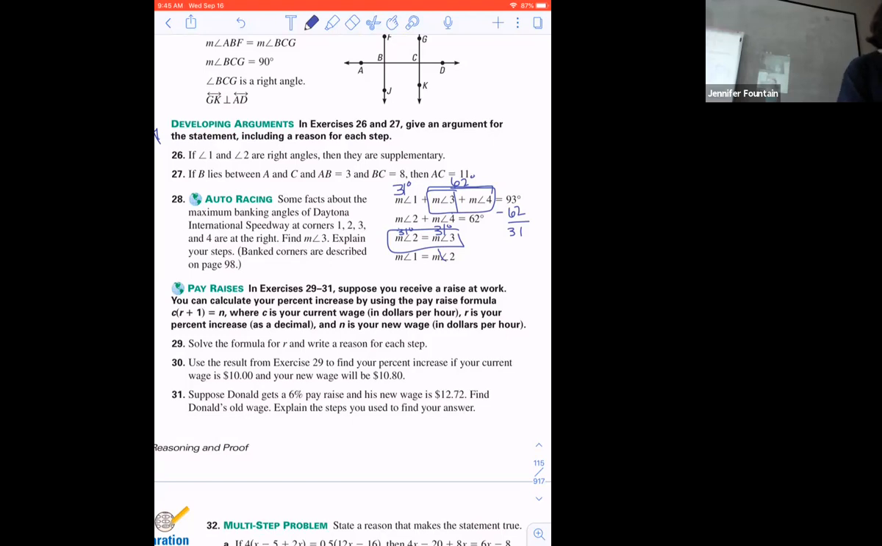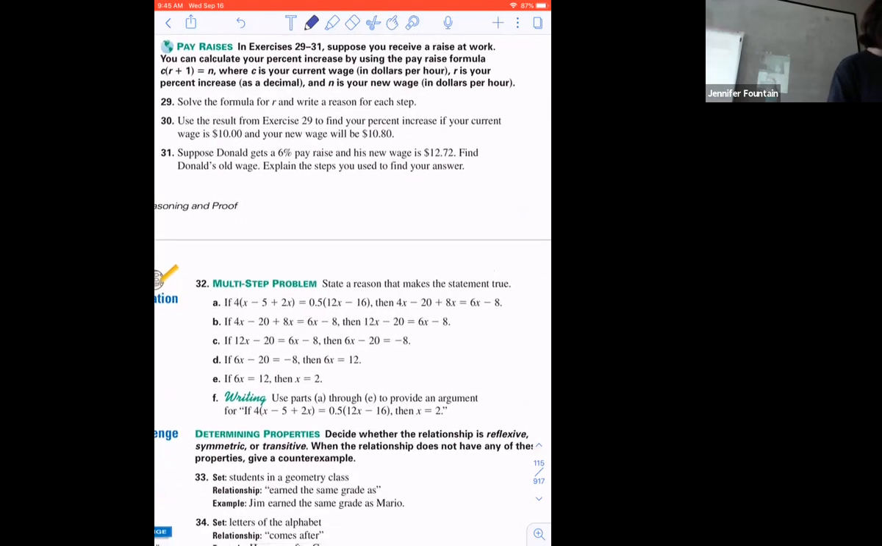And then our last one was 32, multi-step problems. State a reason that makes the statement true. If 4 times (x minus 5) plus 2 equals 0.5 times (12x minus 16), then 4x minus 20 plus 8 equals 4x minus 8. What makes that true?